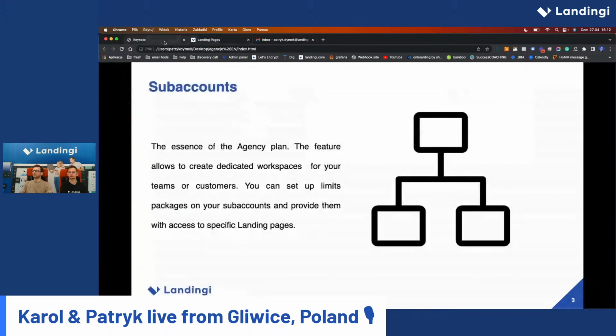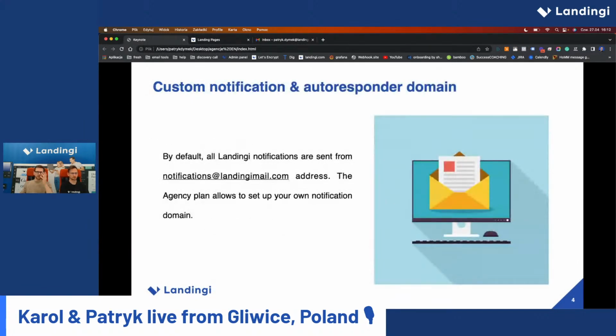So let's move to the second point of our agenda, the customization of your agency main account. To be precise, we are going to talk a little bit about your own notification domain. By default, every notification or autoresponder message in the Landingi platform is sent from the notifications@landingimail.com address. Of course, in order to customize your platform account, you have an option to change that domain to your own.